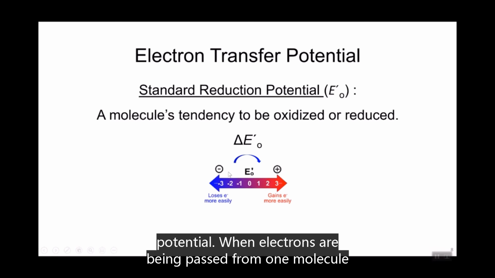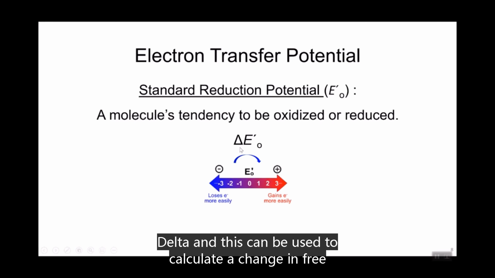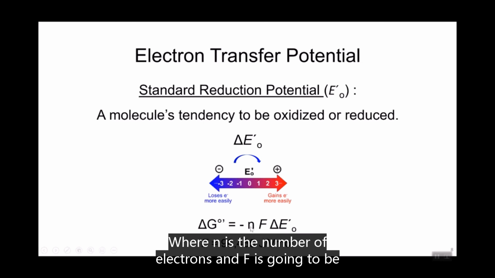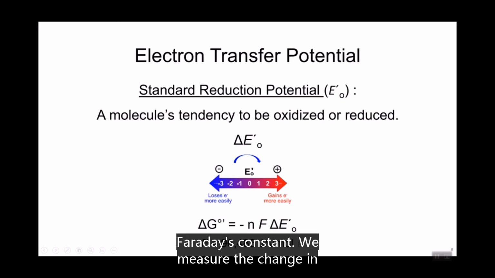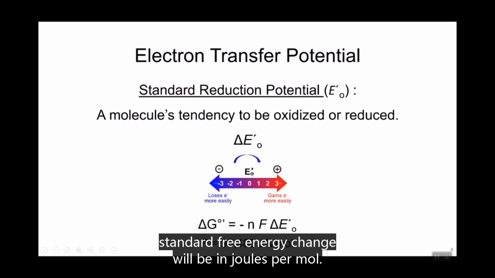When electrons are being passed from one molecule to another, there will be a change in redox potential, or a delta, and this can be used to calculate a change in free energy using this equation, where n is the number of electrons and F is Faraday's constant. We measure the change in reduction potential in volts, so you can see that the standard free energy change will be in joules per mole.